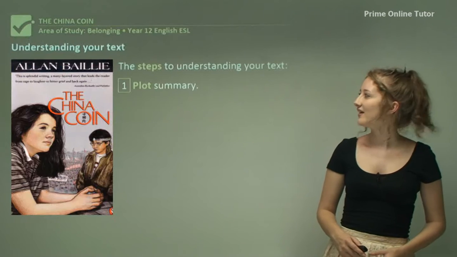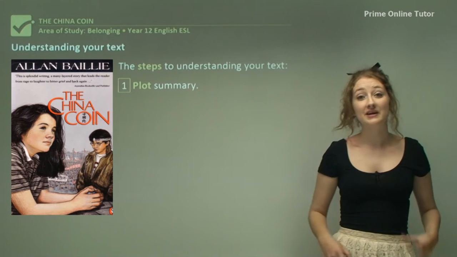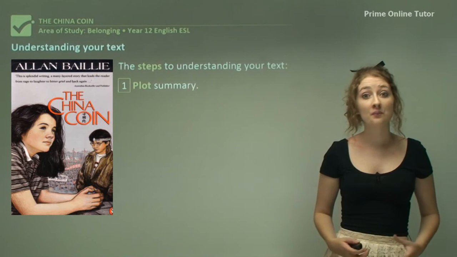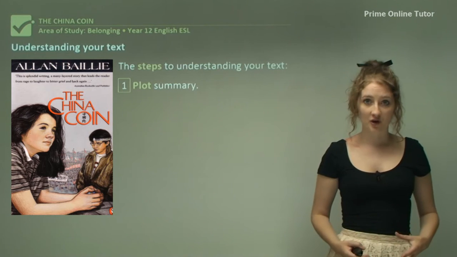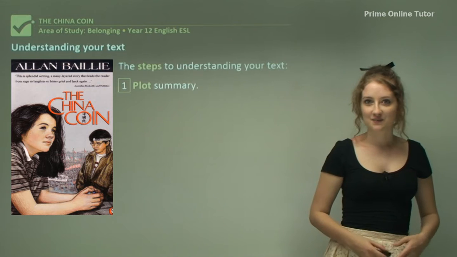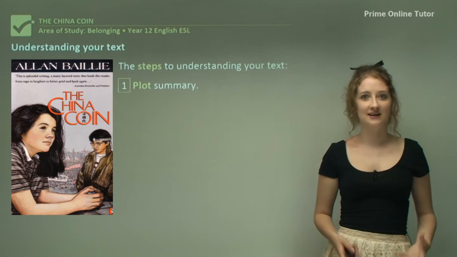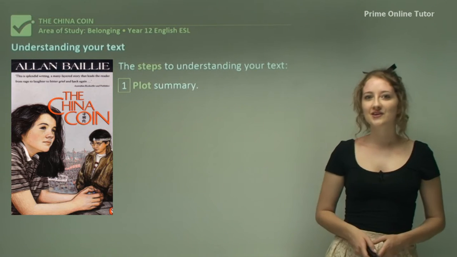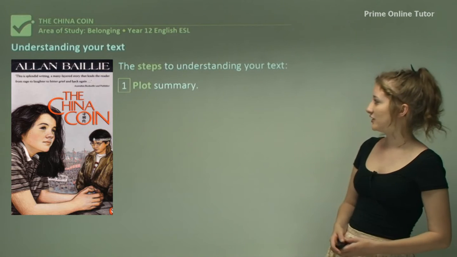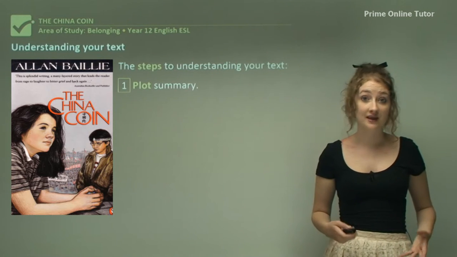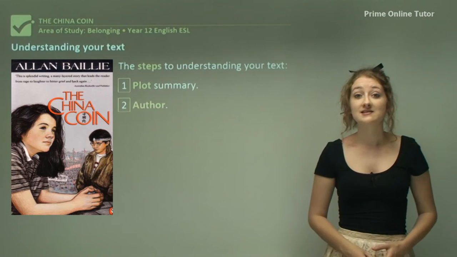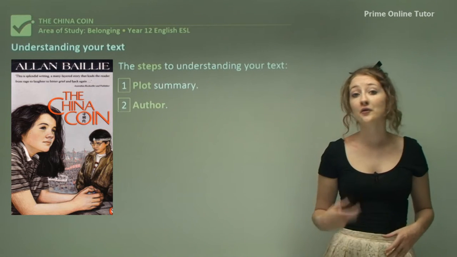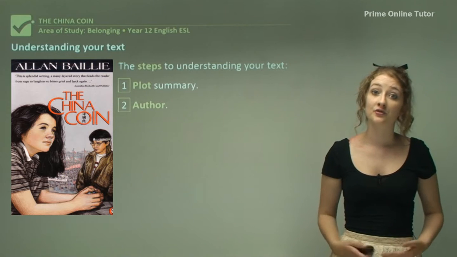So when we're considering understanding your text, it's very important that you have a very thorough outline of the text as a whole. So you're not just understanding it in broad detail, but really understanding it specifically. If we look at these steps to understanding your text, the first of these is understanding the plot summary. The second is having an understanding of the author, who they were, and what motivated them to write this story.